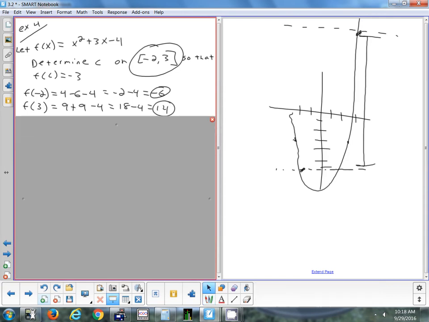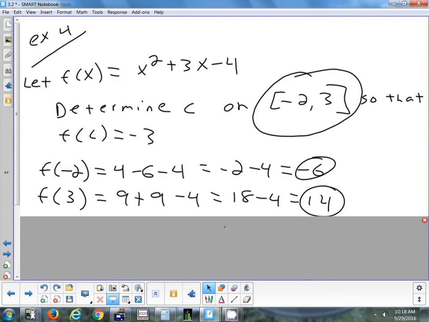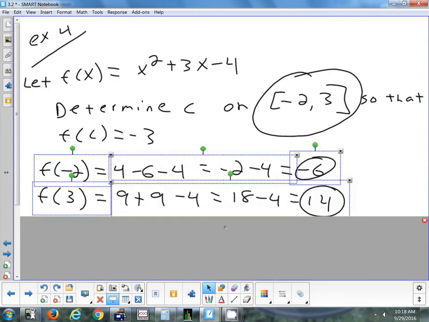All right, so let me just make this a little smaller.